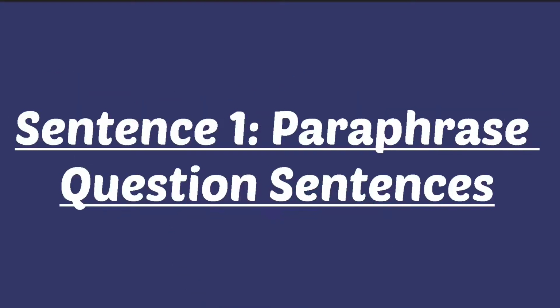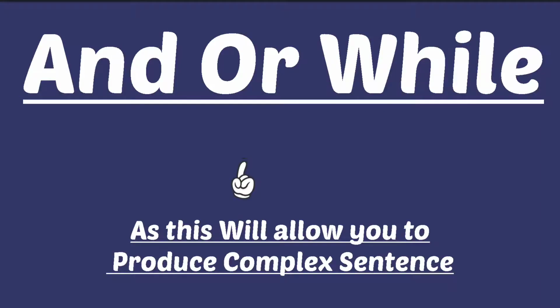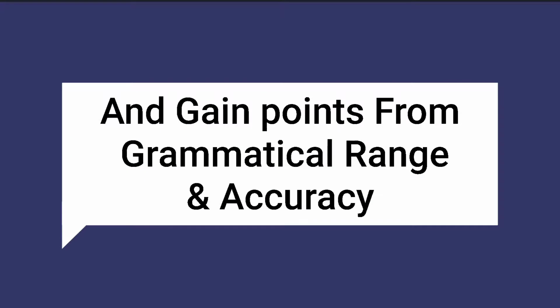So paragraph 1 would be sentence 1. In sentence number 1, paraphrase the question sentences. There will normally be two question sentences and you should combine them into one sentence by using 'and' or 'while'. This will allow you to produce a complex sentence and gain points from grammatical range and accuracy, GRA.